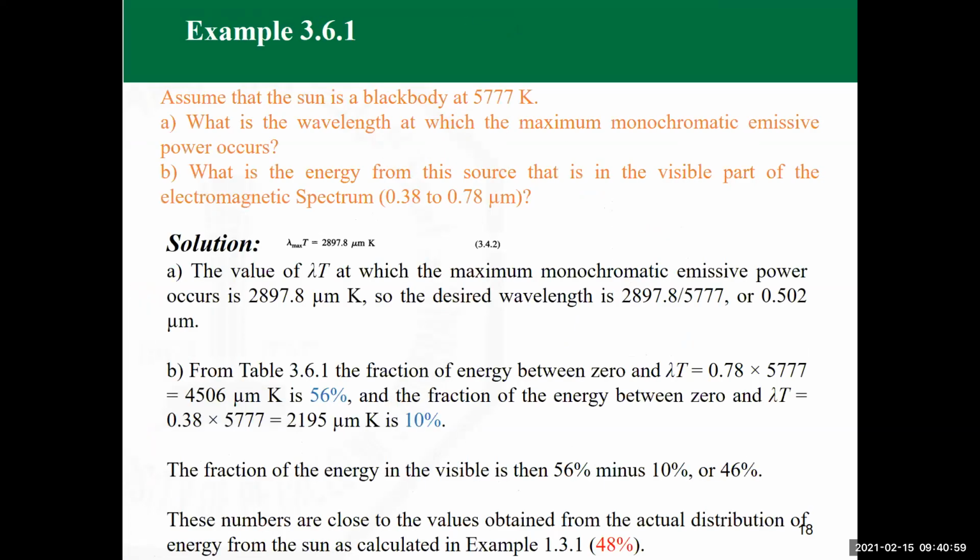We did this trial before. We did it in chapter 1. Go back to chapter 1 to example 131, and you'll find that the value has been calculated there to be 48%. And this comes right away from the figure we used in example 131. So get back to that example and compare the value with the value that we got here. You'll find that they are approximately close to each other.